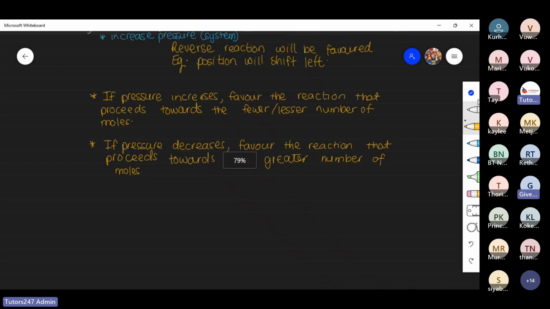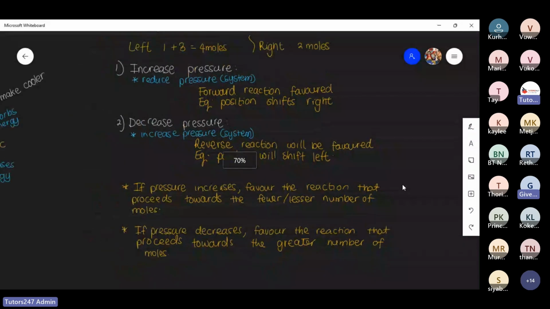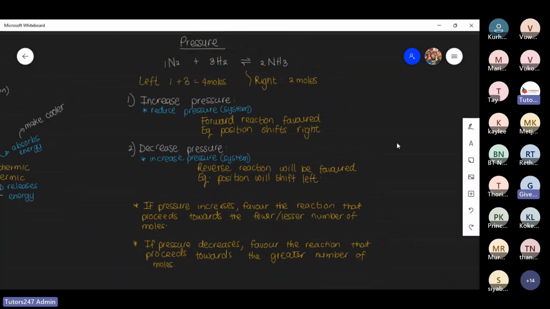So we've covered concentration, we've covered temperature, and we've finally covered pressure. So those are the three factors that affect your chemical equilibrium position. Now, before we move on to discussing a catalyst, is there anyone that has any questions or something that we need to address before we proceed to a catalyst? Okay, so let us proceed.